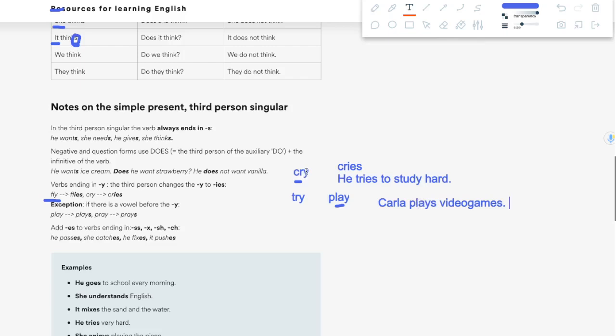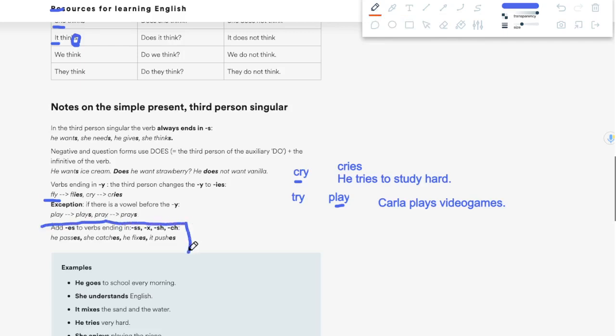But when there's a consonant before, then we must change the Y into I, then we must add es. This rule, I think, is pretty straightforward.